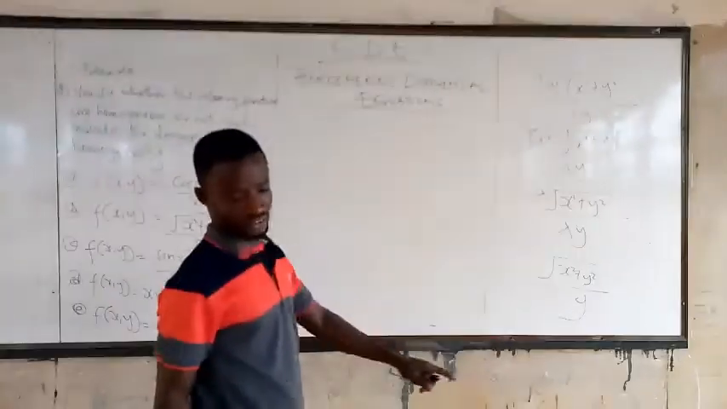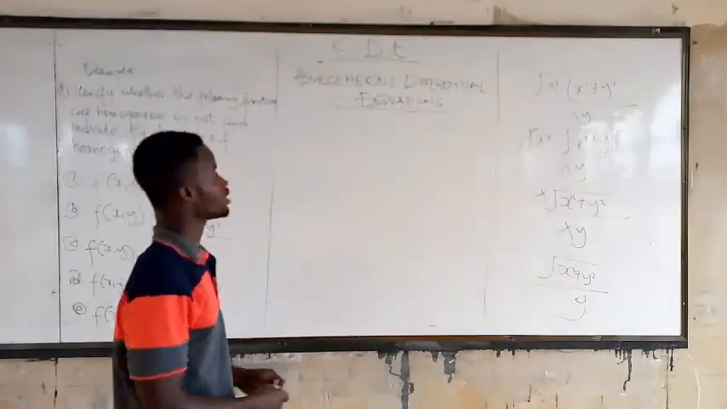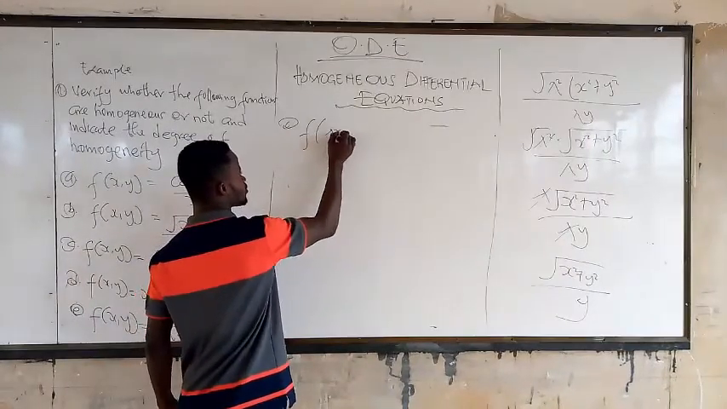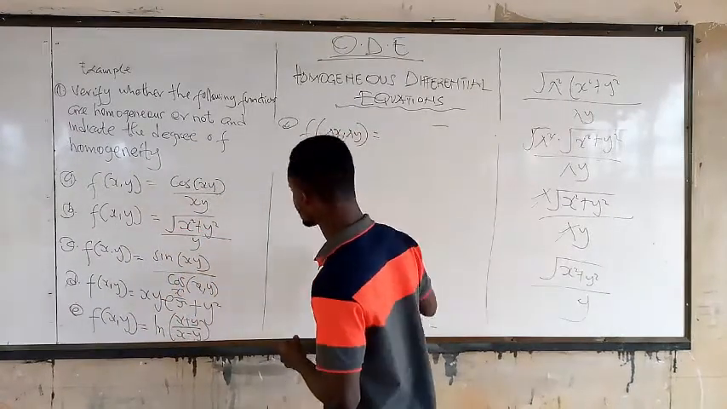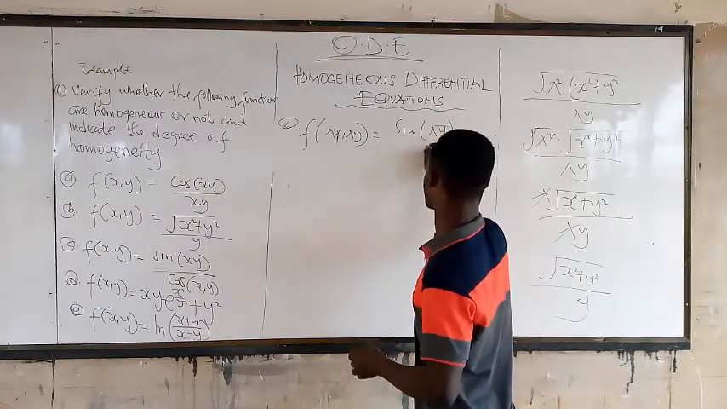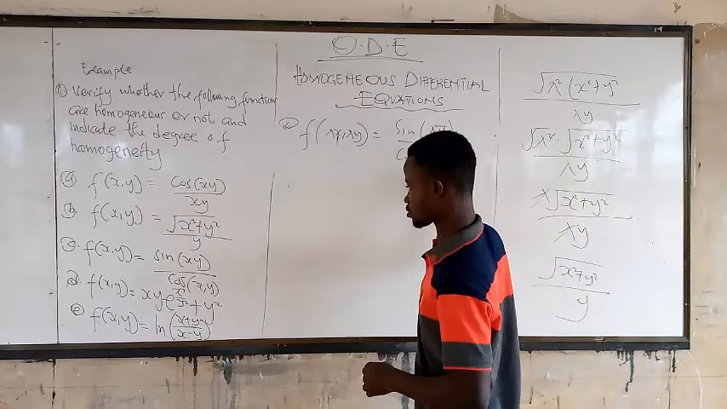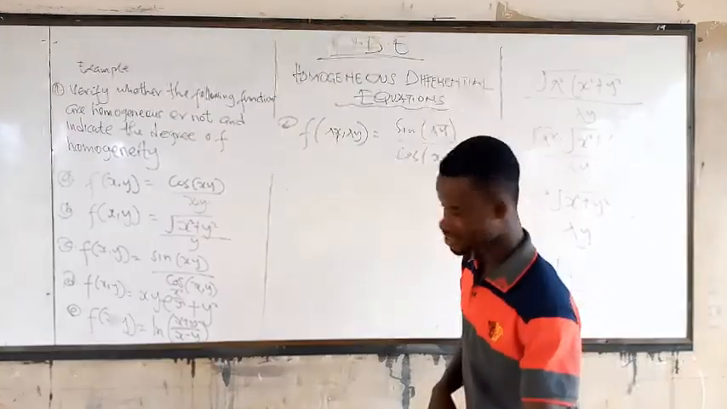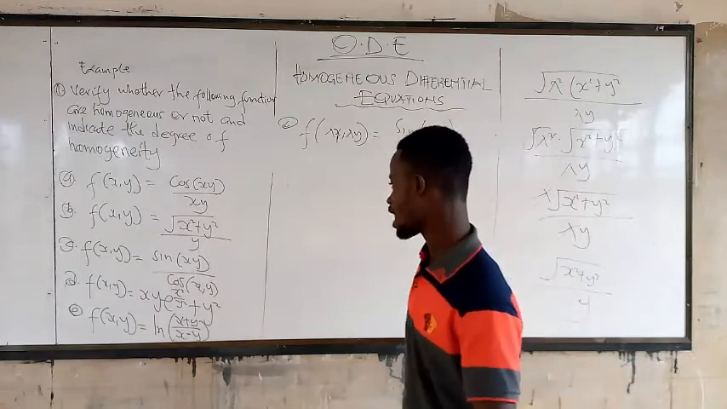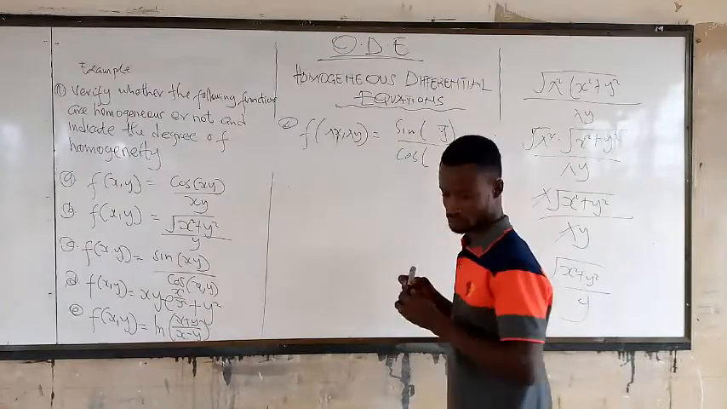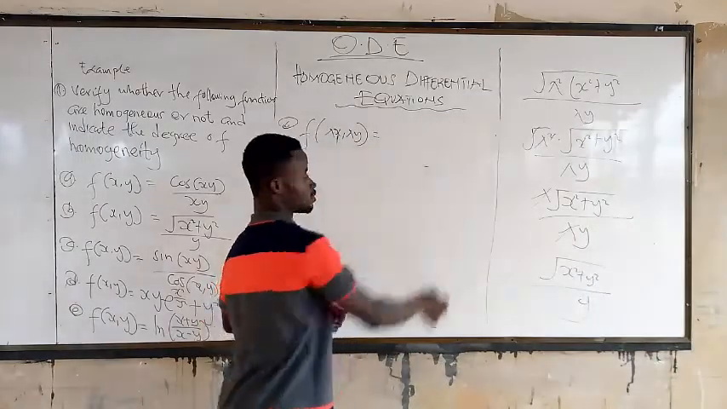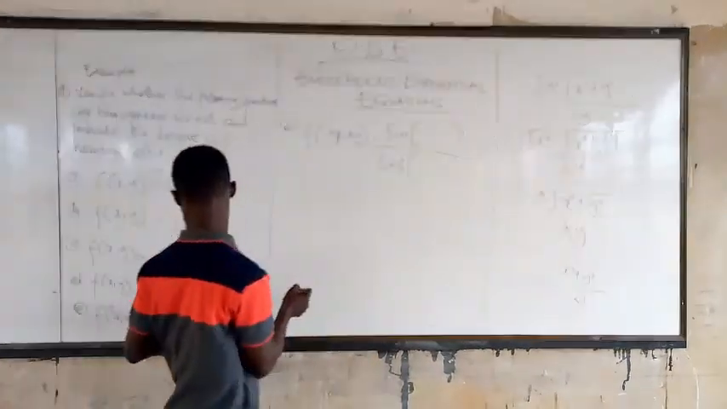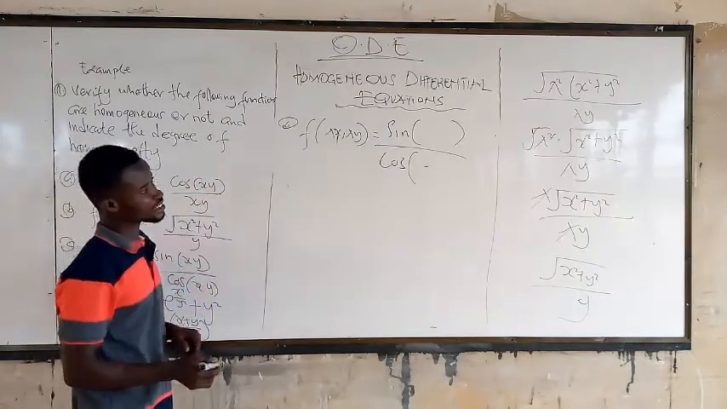Alright, let's look at our third example. If you want to know the degree of this, it is of degree 1. Alright, C. We multiply this by lambda, then we equate to sine lambda y over cosine, and the argument is just xy. Let's do it. Sine, cosine, and the argument is just xy.